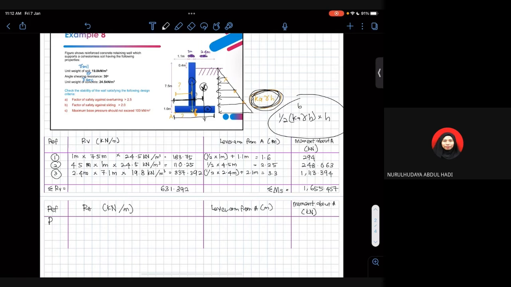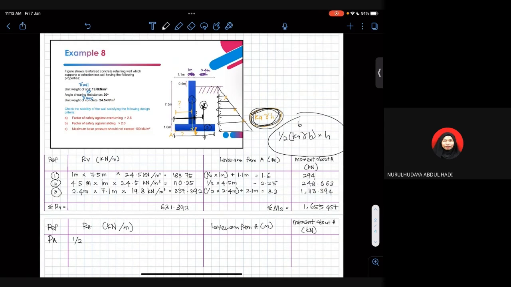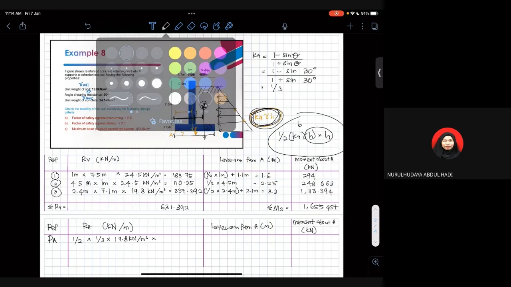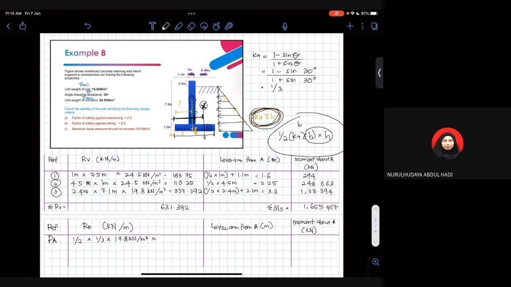Active lateral thrust, PA, setengah. Okay, KA sekarang kita tak kira lagi, so kita kena kira lah 1/3 ataupun you bagi 0.33333 pun boleh, tapi jawapan dia jadi lain sikit lah. 1/3 lebih tepat lah. So setengah darab KA, which is 1/3 darab dengan unit weight of soil darab dengan H kuasa 2. H kita adalah height of soil, 8.1.